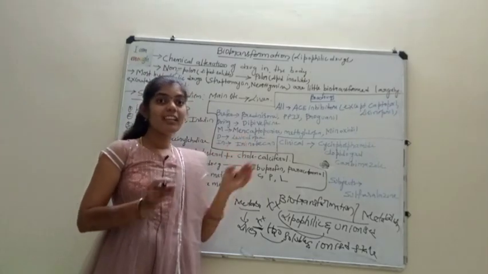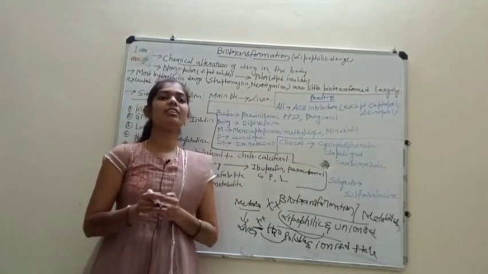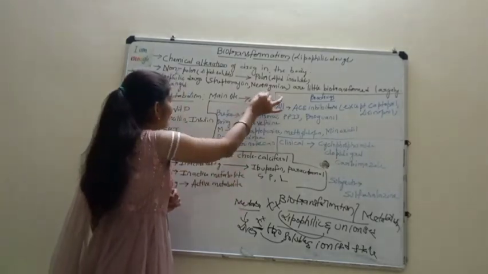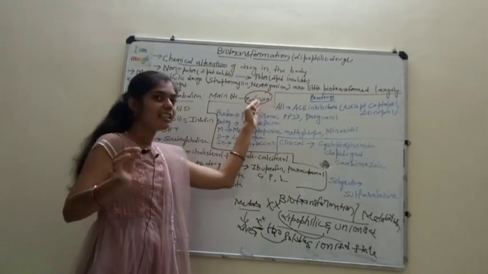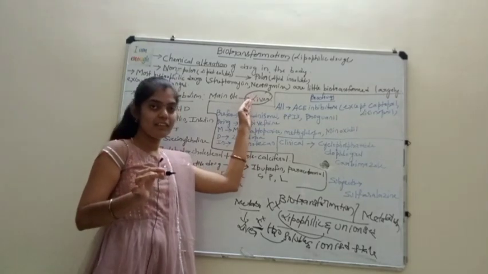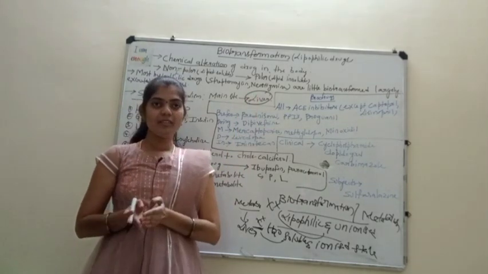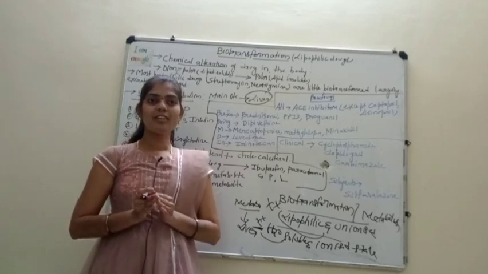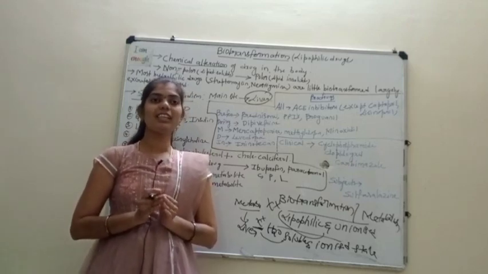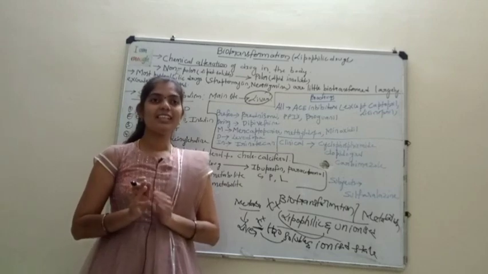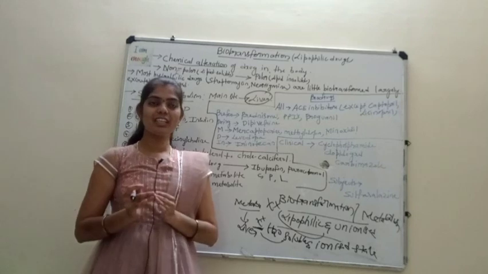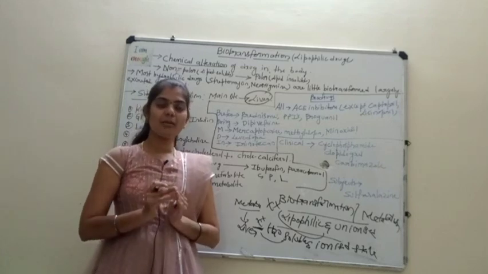So, till now we have completed the definition of metabolism. Next, coming to where metabolism takes place, the site of metabolism. Mainly, metabolism takes place in the liver. Apart from the liver, some drugs get metabolized in other organs also. For example, some drugs get metabolized in kidney, skin, plasma, lungs, and GIT.